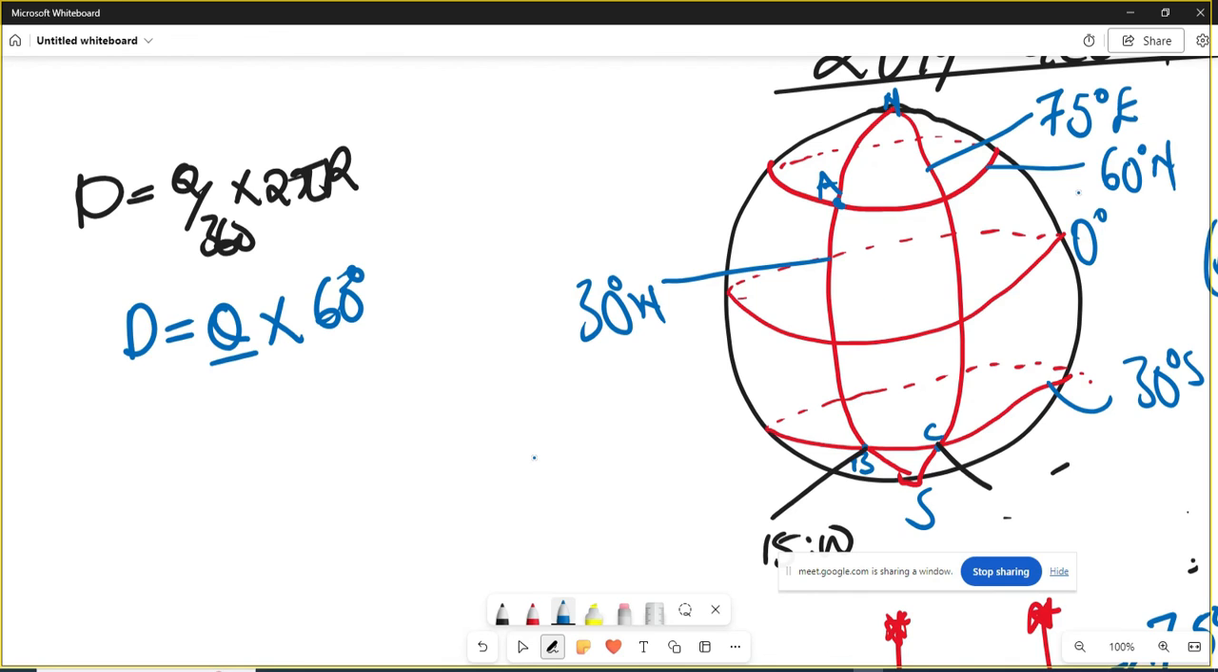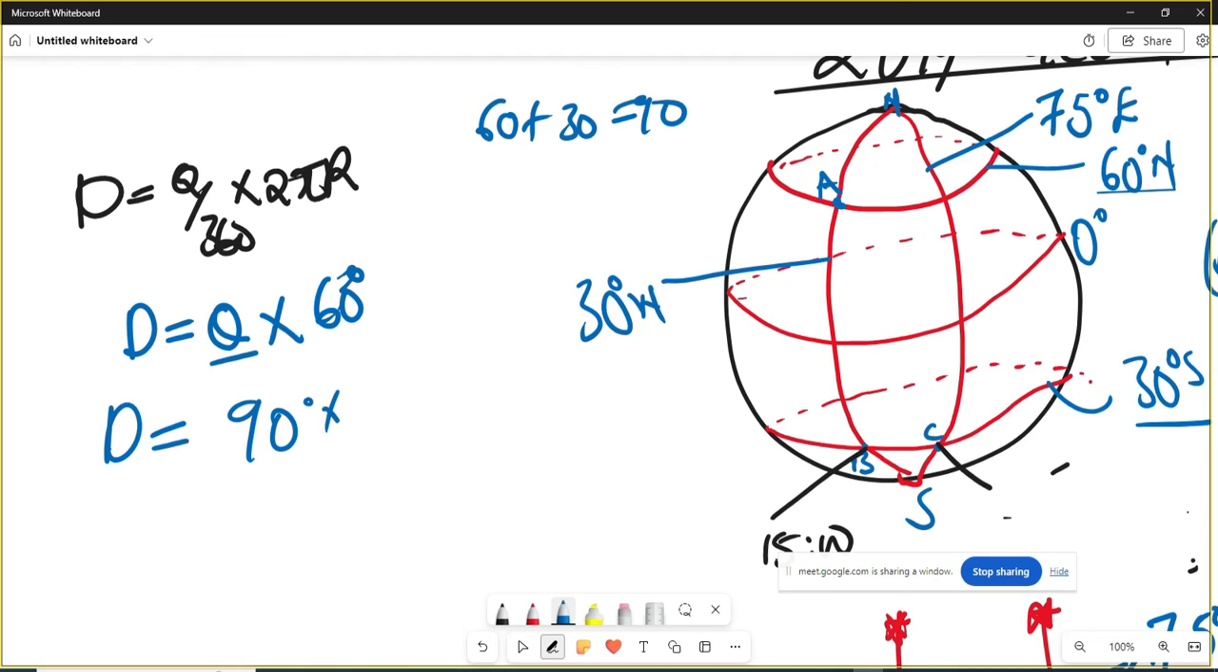So A is on latitude 60 degrees north, B on latitude 30 degrees south. Since they are on different parts of the earth, we are going to add. So if you add 60 plus 30, the answer is 90. So distance is equal to theta, which is 90 degrees times 60. Remember, this distance is the distance between point A and B. And don't use a calculator because you are not allowed to use a calculator.